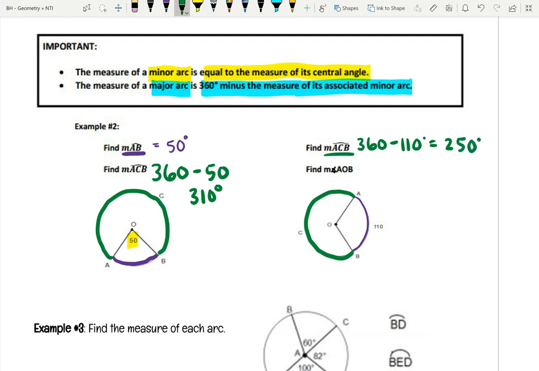And then it says find the measure of angle AOB. So this time it wants you to find the measure of this central angle, okay? Well, we just went backwards over here. We said if the central angle is 50, then the minor arc is also 50. So you can also do the opposite of that. If the minor arc here is 110, then that central angle is also 110 degrees. So we actually knew that one to begin with, okay?